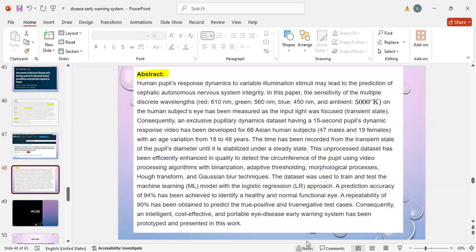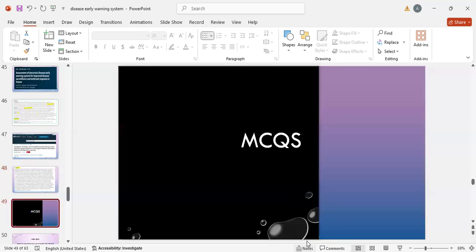The prediction accuracy of 94% has been achieved to identify a healthy and normal functional eye. A repeatability of 90% has been obtained to predict the true positive and true negative test cases. Consequently, an intelligent, cost-effective, and portable eye disease early warning system has been prototyped and presented in this work.